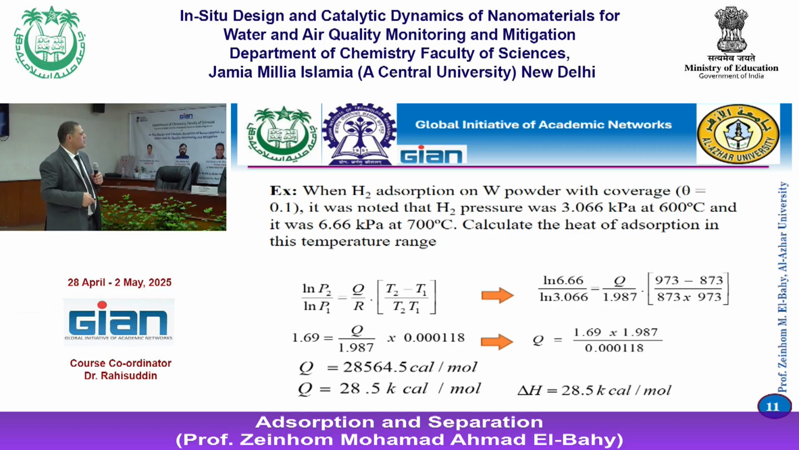We just substitute and make it like this. We will have the Q value, which is delta H, equals 28.5 kilocalorie per mole. Then we could calculate the delta H in this example.